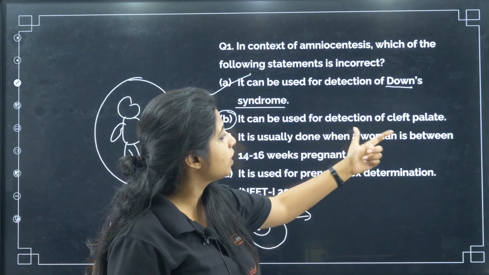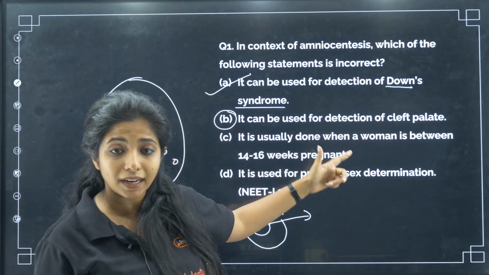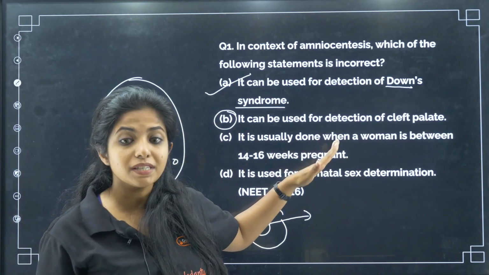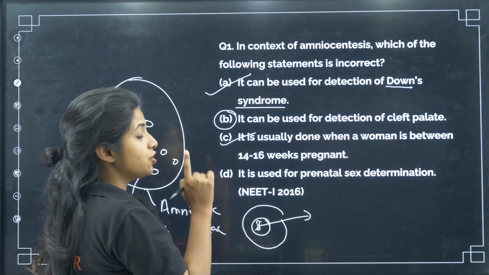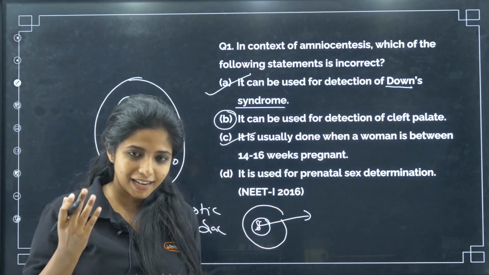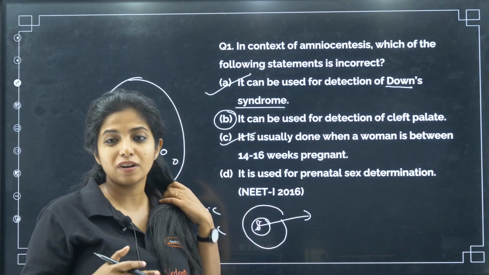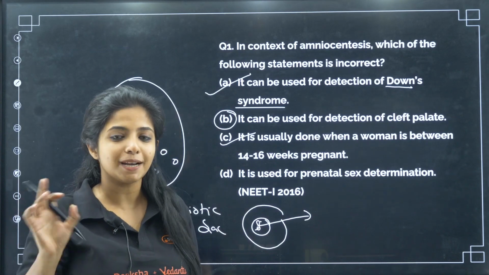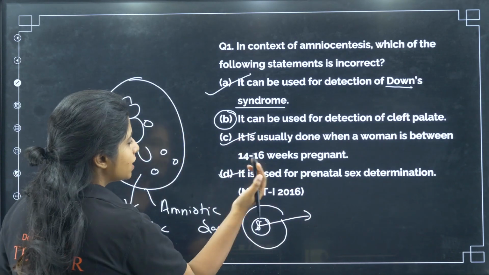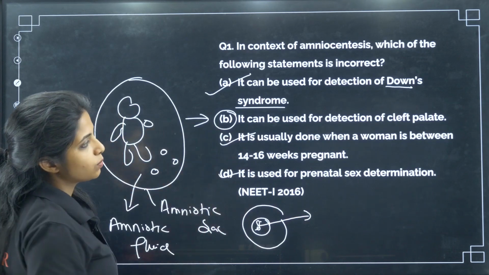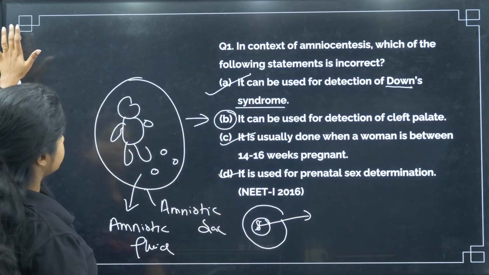And it is usually done when a woman is between 14 to 16 weeks pregnant. Is that correct? Yes, that would be the safe zone for doing amniocentesis, correct. Now, it is used for prenatal sex determination. Yes, it is used for prenatal sex determination, but it is illegal. Is it legal in India? No, but elsewhere it is legal, okay. So I'll say this is also correct. So I'll say the cleft palate one is the wrong statement.